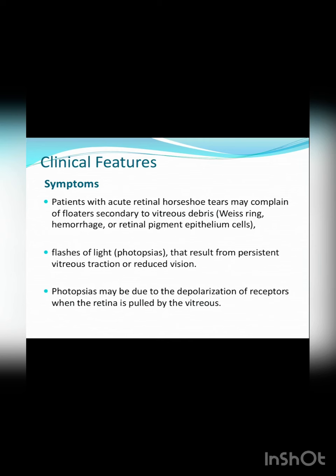When the RD patient comes with the clinical features, when we examine the fundus, if the patient has acute RD, there can be retinal horseshoe tears, and the patient complains of floaters secondary to vitreous debris like a Weiss ring, hemorrhage, or retinal pigment epithelium cells shown in the fundus of that RD patient. Patient complains of flashes of light that in bright light are very irritating.